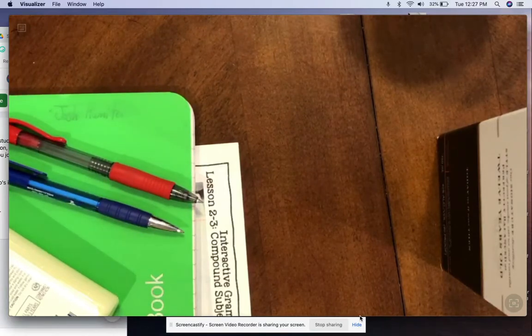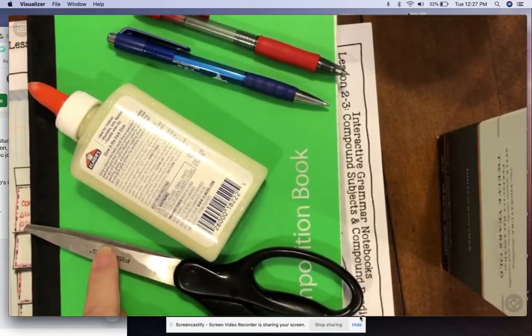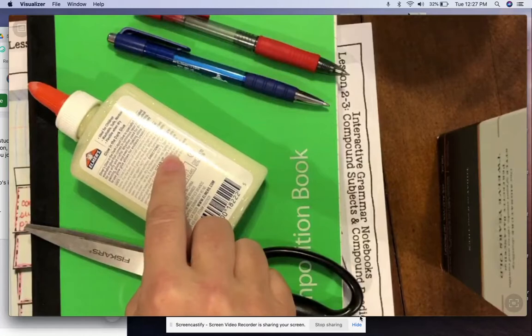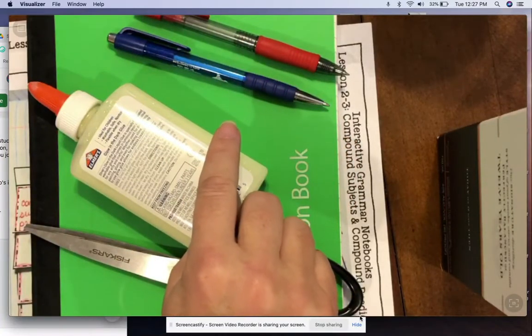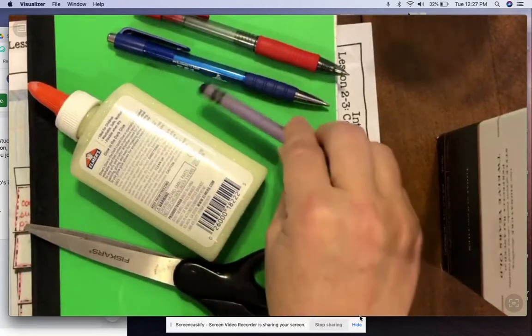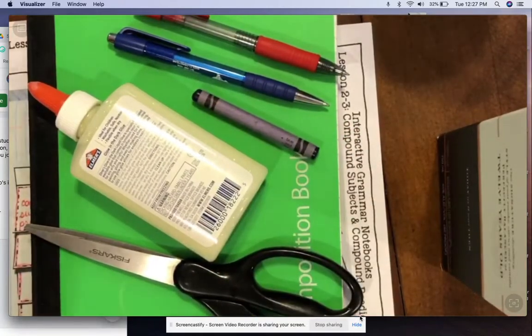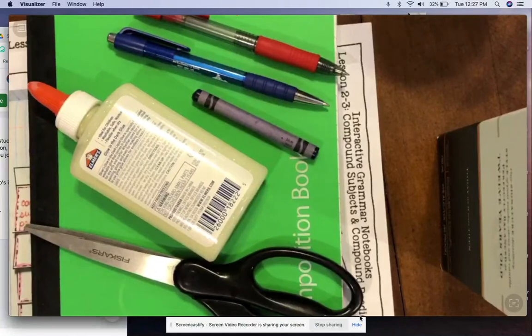So you are going to need to gather some supplies. You're going to need some scissors, your glue stick. I have a bottle of glue because I'm at home and that's the only thing that I can find. A red and a blue pen, which your substitute should be supplying you with. You will also probably need a red and blue crayon, which I have misplaced already. And your paper that the sub will give you as well. So pause this video while you go and find all of those supplies.